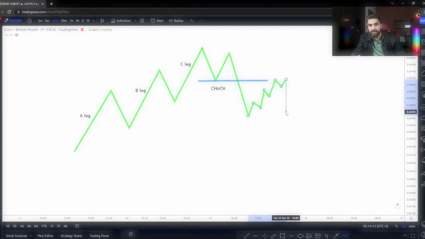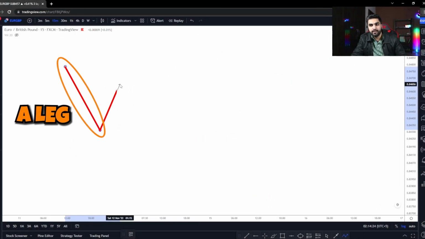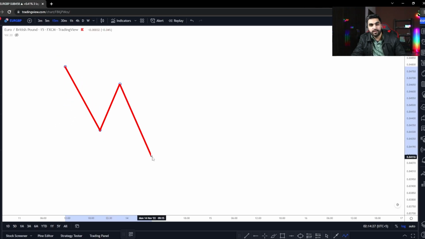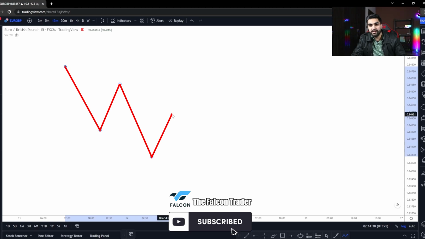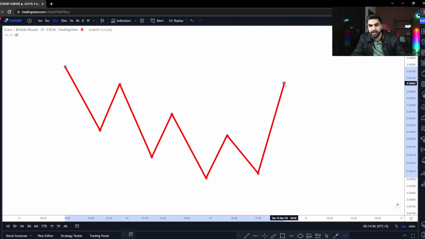Let me give you an idea on how we can use it for buy trade opportunities as well. If we want to buy, we have an A leg, then buyers make a move to the upside, then there's going to be a B leg of the ABC pattern, then there will be some sellers, then we will wait until the market makes a C leg, and after the C leg, if the sellers come down again but are not able to break this C leg of the ABC pattern, and we see some change of character, which in case of the buy trade opportunity means buyers need to break the previous lower high, and if that happens, then we can simply wait until the market comes to that break of structure, retest it, and then look for the buy opportunity.